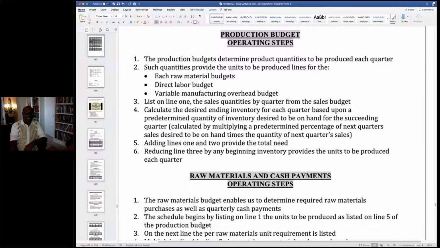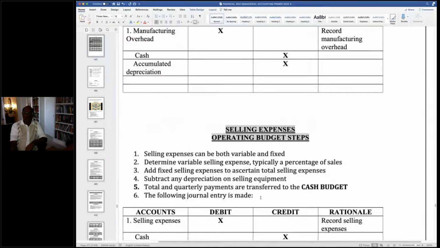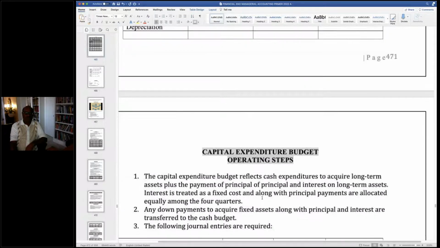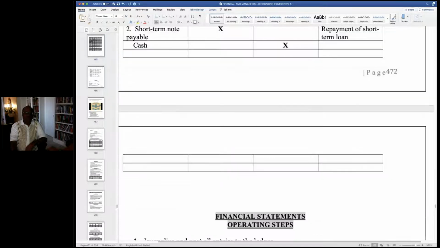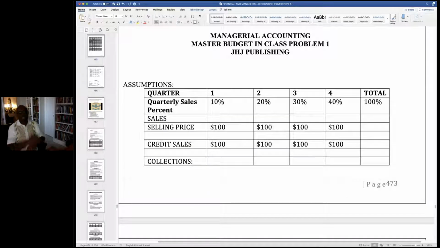So I think I sent you all this problem, correct? Did this problem come to you all? In course content, master budget? Yeah, it's in there. Okay.